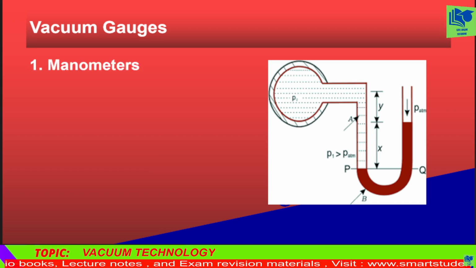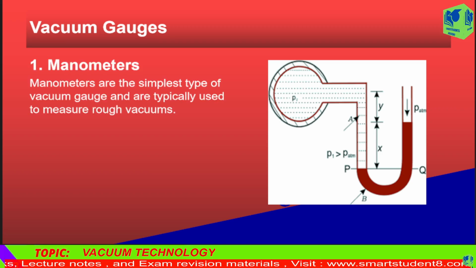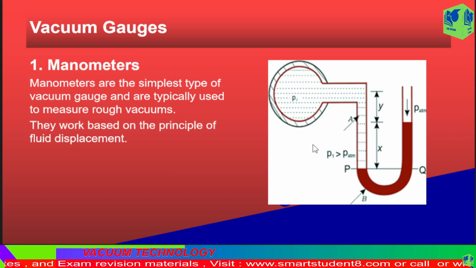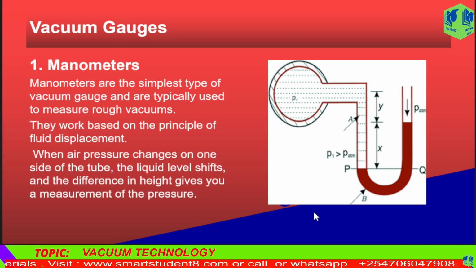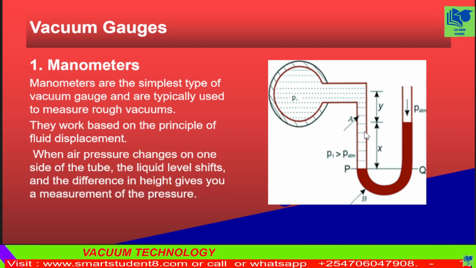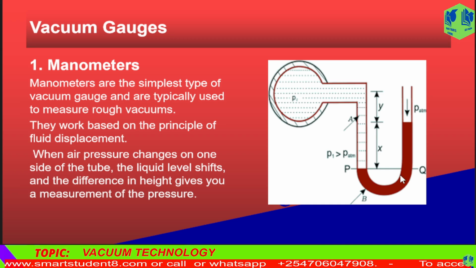Manometers are the simplest type of vacuum gauge and are typically used to measure rough vacuums. They work based on the principle of fluid displacement. Imagine a U-shaped tube partially filled with liquid, usually mercury or oil. When air pressure changes on one side of the tube, the liquid level shifts, and the difference in height gives you a measurement of the pressure. Manometers are straightforward, reliable, and great for low vacuum applications, such as HVAC systems or basic lab setups.